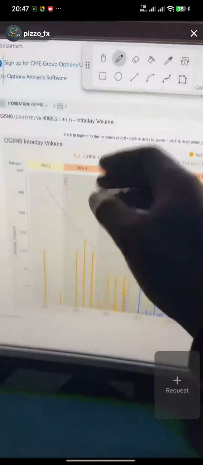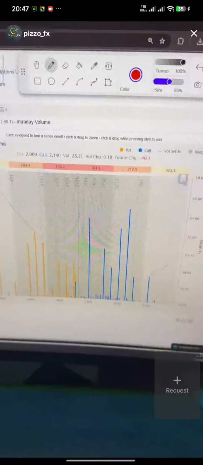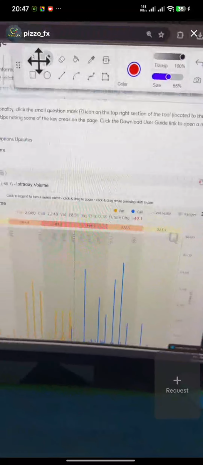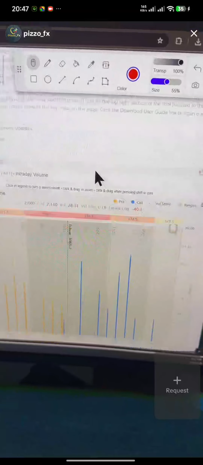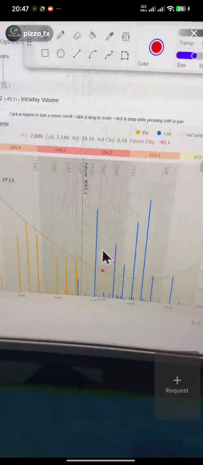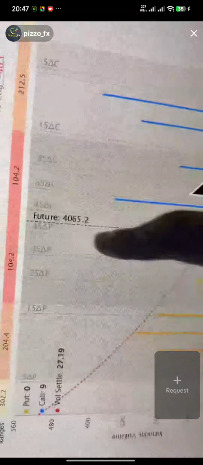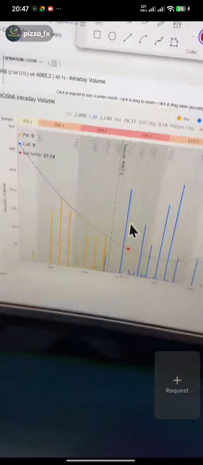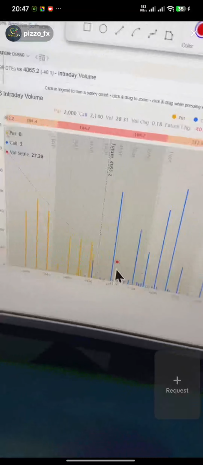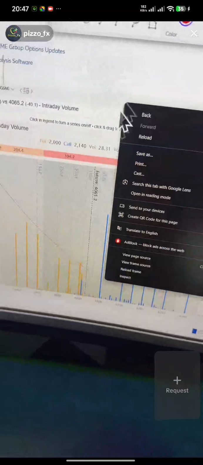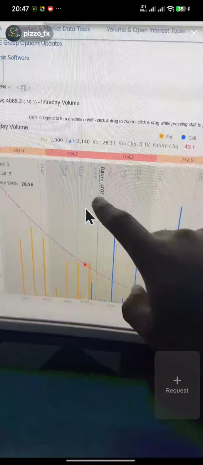Now I want us to do the structure of this specific tool, to learn each and everything to know on this specific tool. So listen carefully, this is the most important part. Number 1, you see the black dotted line here. So you can see it. This black dotted line here. This is the current futures spot. This is the current futures spot for the shiny metal. What is it? It's 4065.2.